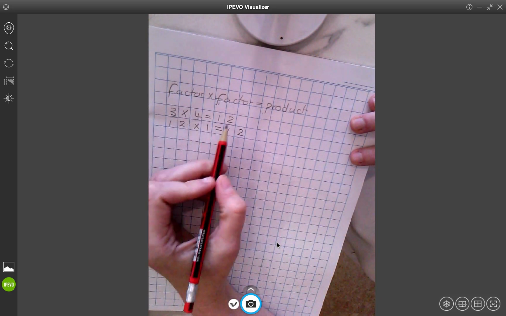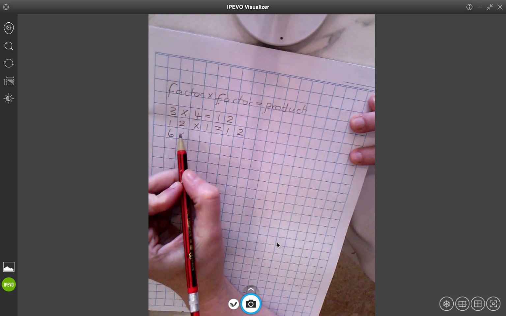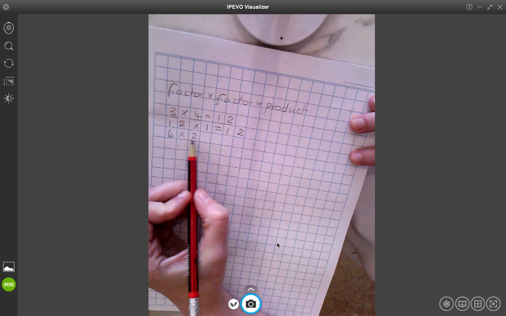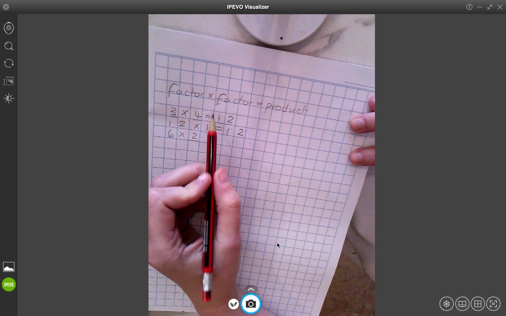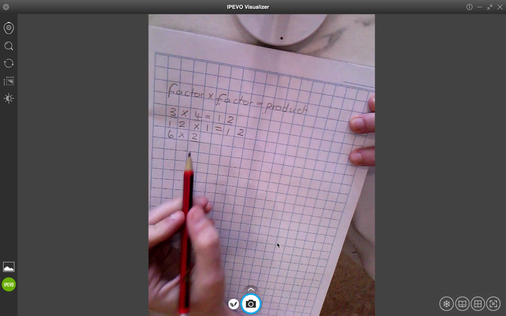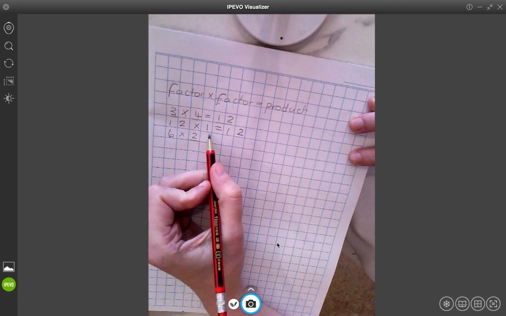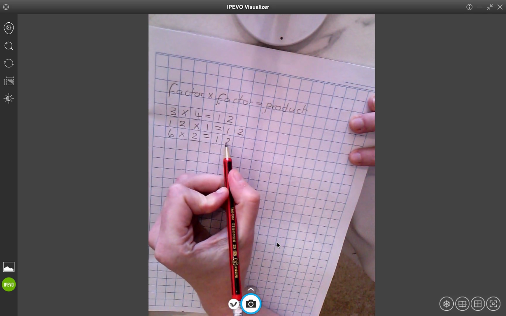All right, 12. How about 6 times 2? And the reason I went for 2 is because 12 is an even number. And whenever I have an even number, I know that 2 is definitely going to be a factor. All right, so 6 times 2 equals 12.